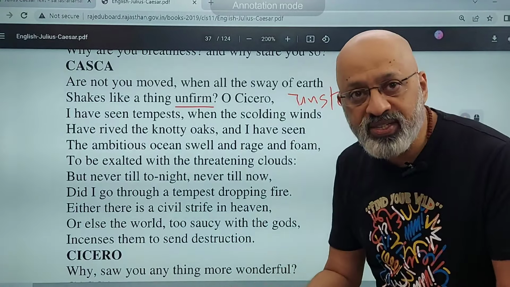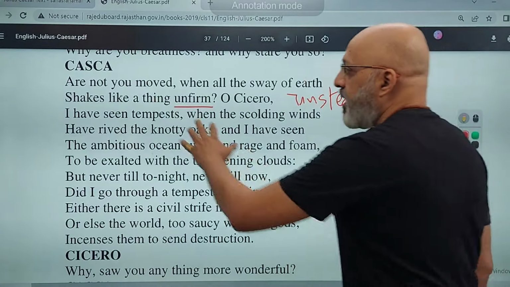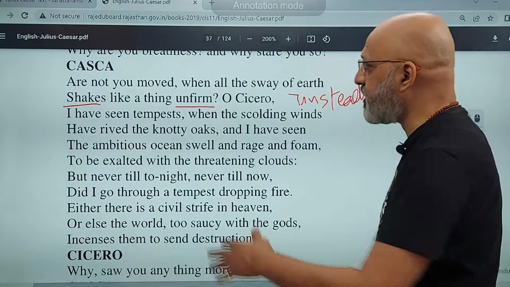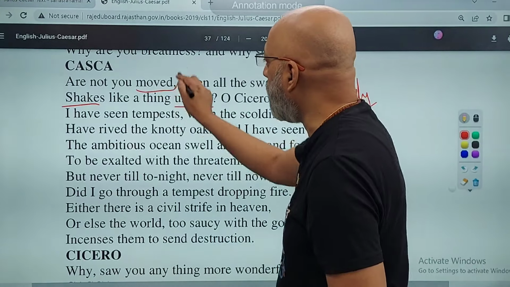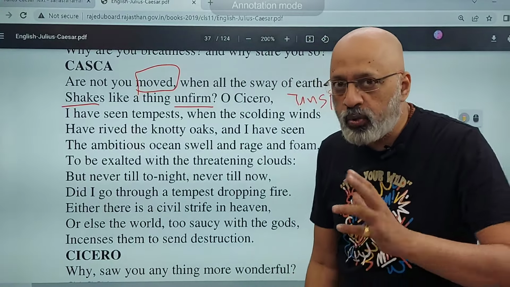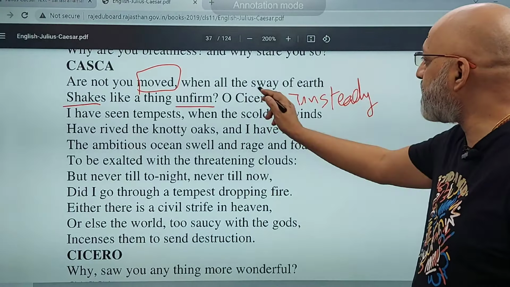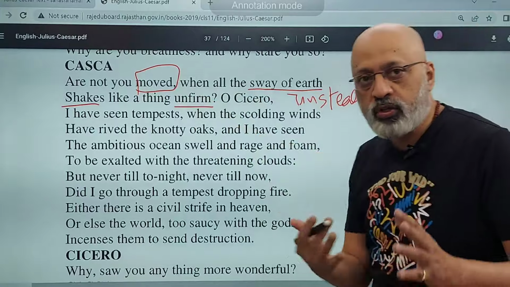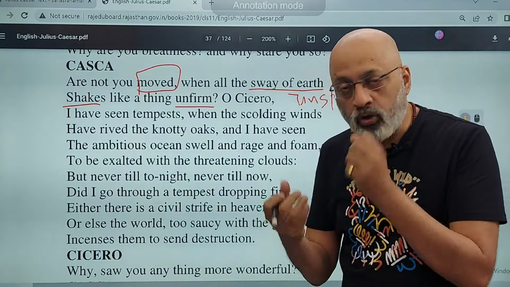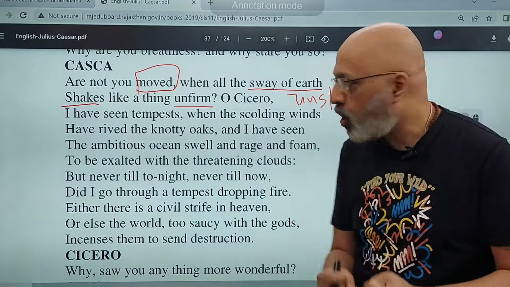Okay, almost as if there is an earthquake happening, right? So the whole earth is shaking like a thing which is very unsteady. So aren't you getting moved? Moved means aren't you getting disturbed? Aren't you getting worried, as a result of the sway of the earth, the earth is shaking as if it's not a very fixed kind of an object.